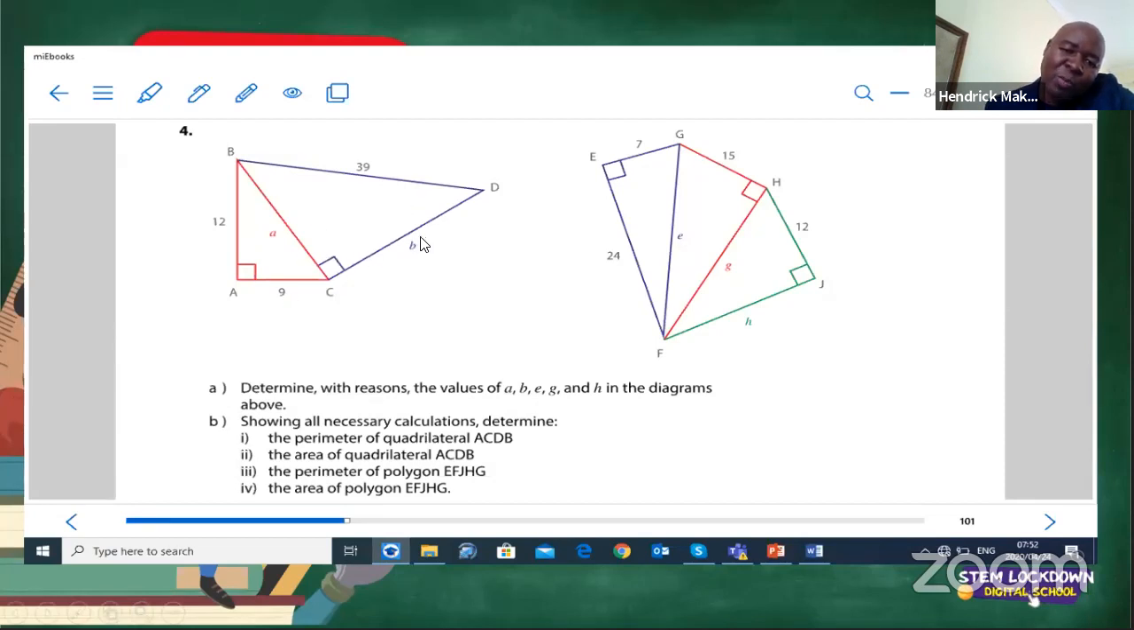So you use B squared. In this case, B squared will be equal to 39 squared minus 15 squared. That's how you will find your B. Remember, 39 is your hypotenuse side. So you have to do 39 squared minus 15 squared.